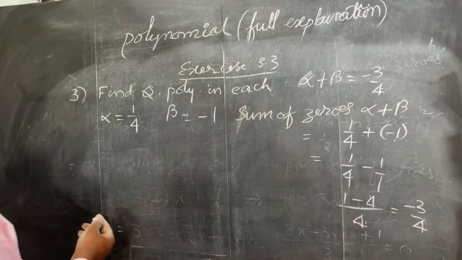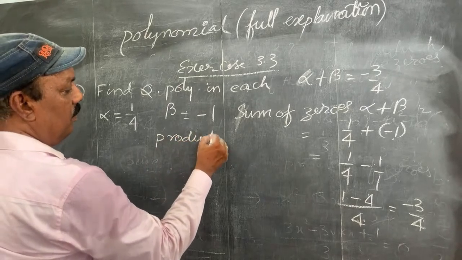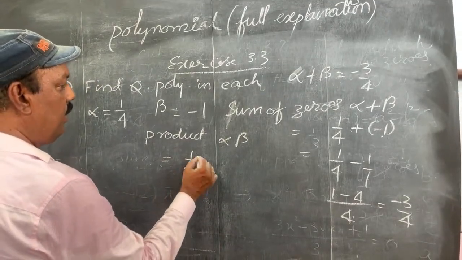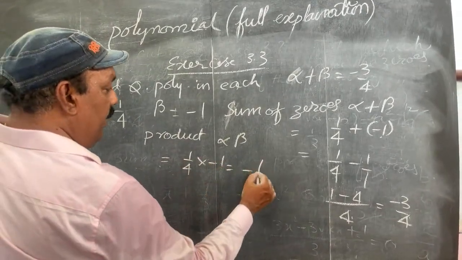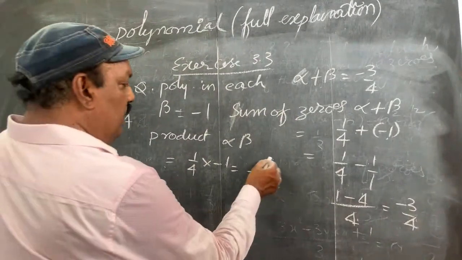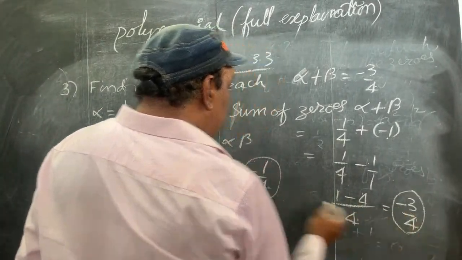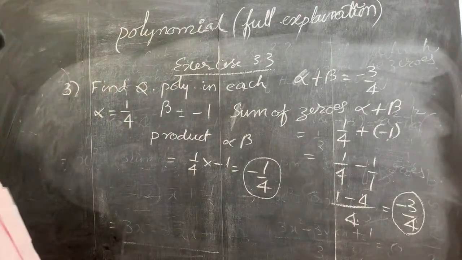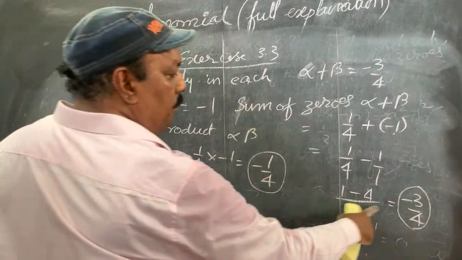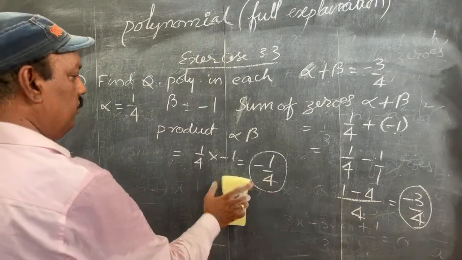Now the product of the zeros I want. Product of the zeros means alpha into beta. Alpha is 1 by 4, beta is minus 1. So minus 1 by 4 is the product of the zeros. Sum of the zeros is minus 3 by 4. These two we have to use in the quadratic equation now. Once again, sum of the zeros is minus 3 by 4, product of the zeros is minus 1 by 4.